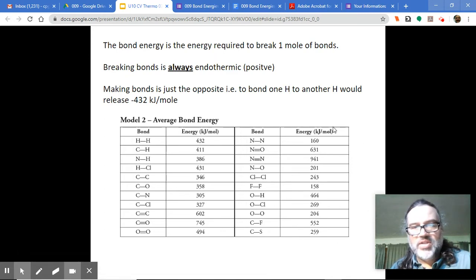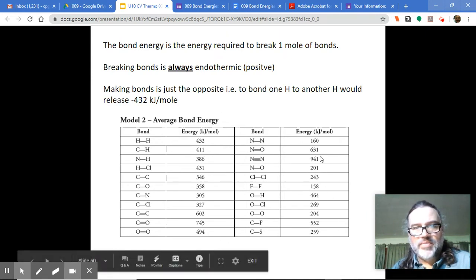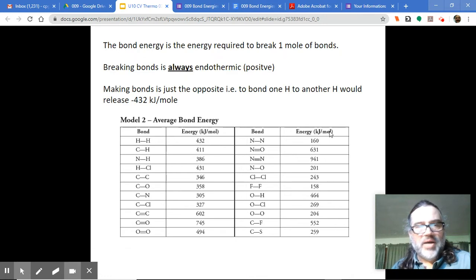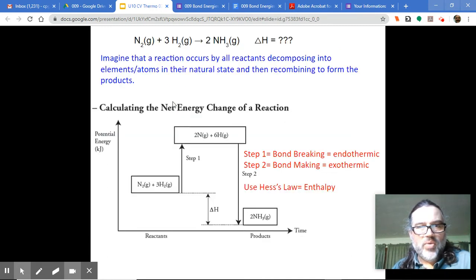This table that you'll see in the POGIL is all about bond energy. So bond energy is the energy required to break 1 mole of bonds, so to break one bond. It's always endothermic, so the numbers that you see here are always given in a positive form. But remember, making bonds, putting things together, is just the opposite. It's equal and opposite. That's what Hess's law taught us. And so if I was going to bond one H to one H, I would see that this positive 432 would turn into negative 432. So when I break bonds, it's endothermic. When I make bonds, it's exothermic. And all I have to do is know to change the sign.